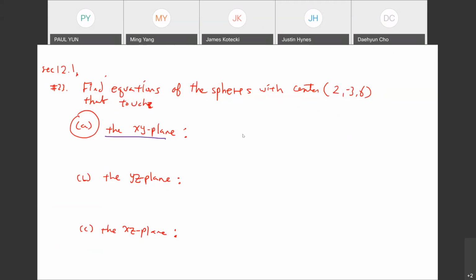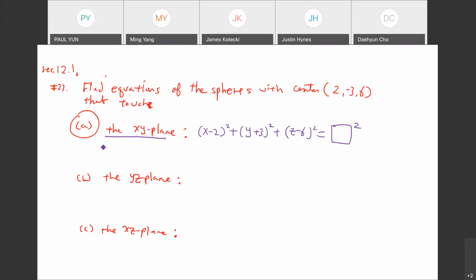That's right. What is the radius, Justin? That's the question. Yeah, look at Dan's answer. Yep. Okay, very good. We know the answer is what? X minus 2, that's the center, right? Y minus negative 3, which is positive, and then Z minus 6, squared. So then you're asking what is the radius? That's the question. Yeah, 36.